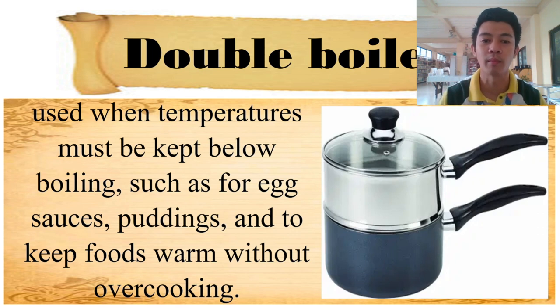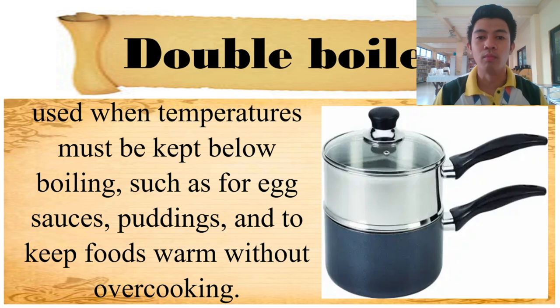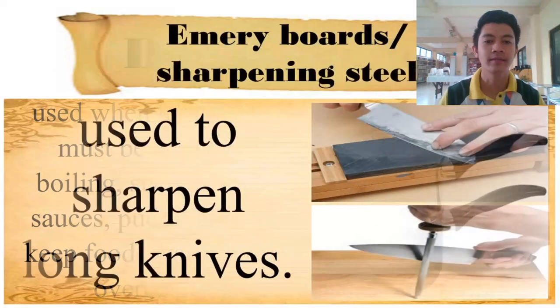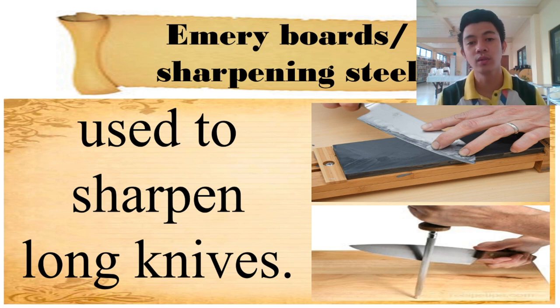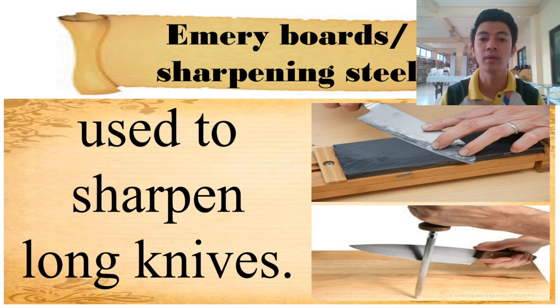That's the main purpose of a double boiler. Okay, next. Emery boards or sharpening steel used to sharpen long knives. It is a kitchen tool used to continually keep edges of knife blades straight to maintain a sharp edge after each use.